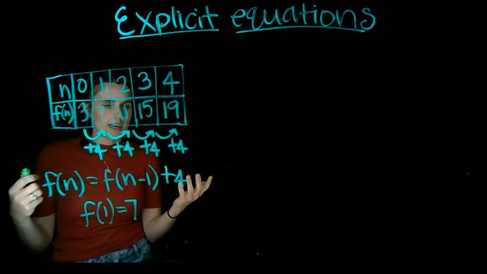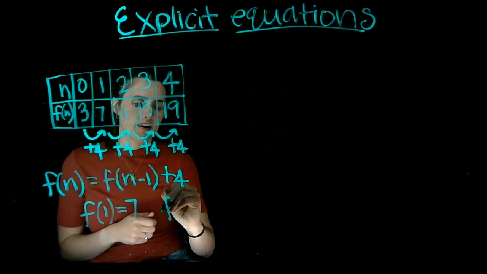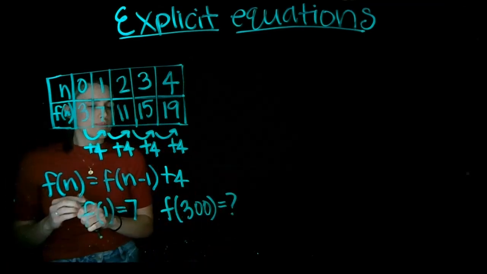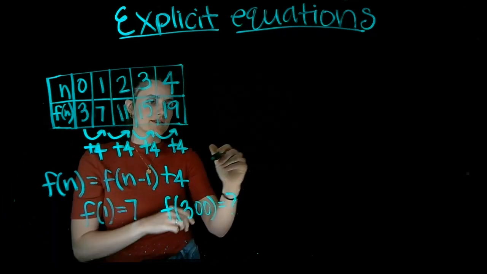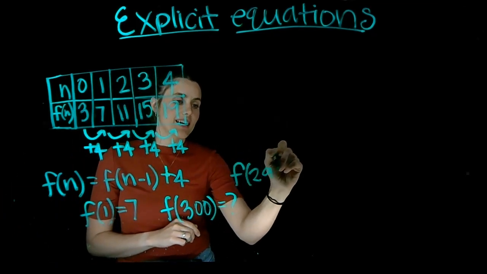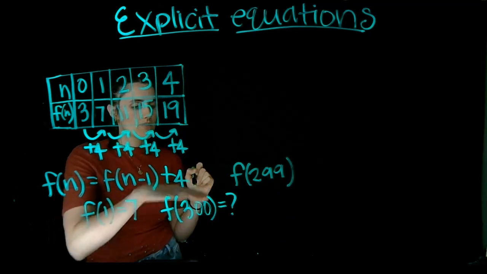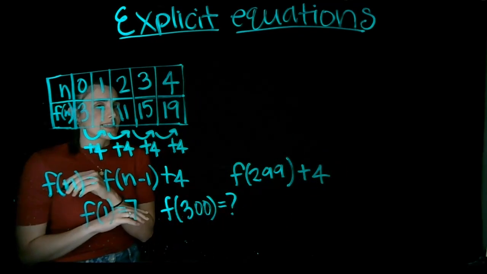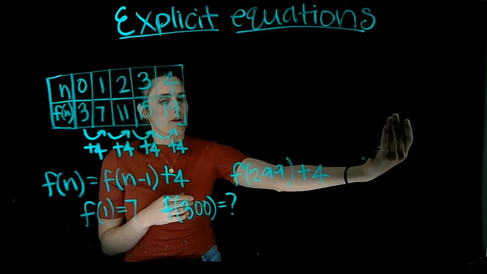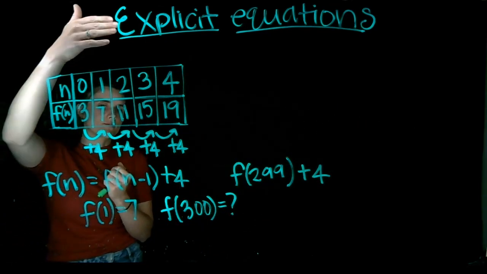What if somebody said, well, what is f of 300? That would be pretty tricky to find using this recursive equation because we would have to know f of 299 in order to figure out what f of 300 is, because we'd have to do f of 299 plus 4. And that would take a lot of time to expand this table 299 times. That's where our explicit equation comes in.